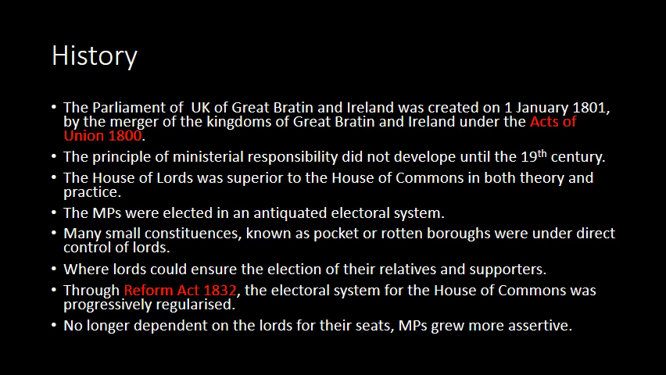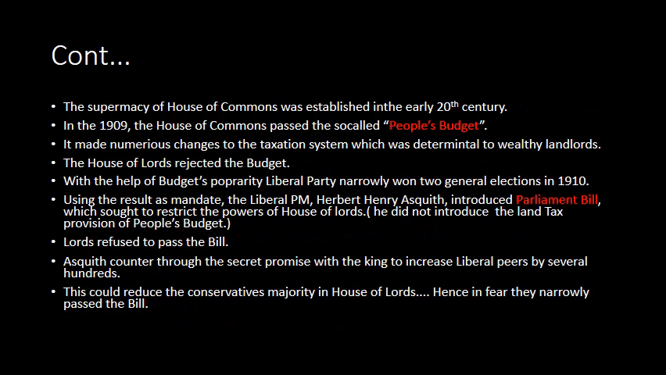Through the Reform Act 1832, the electoral system of the House of Commons was progressively regularized. After the Reform Act of 1832, members of parliament, MPs, were no longer dependent on the lords for their seats, so MPs grew more assertive. The supremacy of the House of Commons was established in the early 20th century. In 1909, the House of Commons passed the so-called People's Budget. From here, the story towards the supremacy of the House of Commons began.